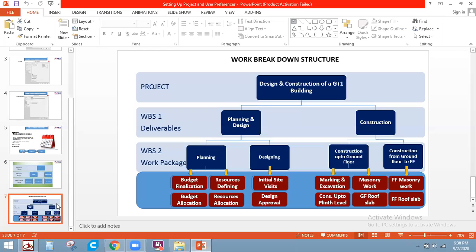Which pool comes on design and construction of the G+1 building? Global pool, right? Okay. Which pool comes for WBS 2? Resource pool. Got it? Got an idea how to match up this WBS with calendars?